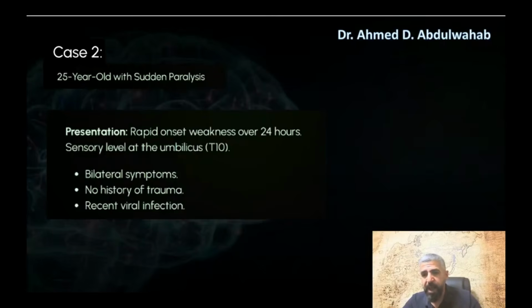This is a rapid and devastating neurological decline. Again, a 25-year-old female, sudden paralysis, rapid onset over 24 hours with sensory level at the level of the umbilicus. She has bilateral symptoms, no history of trauma, with a viral infection 2 weeks ago. Now, let's go to clue number 1.